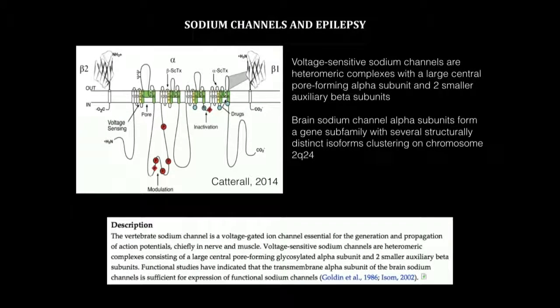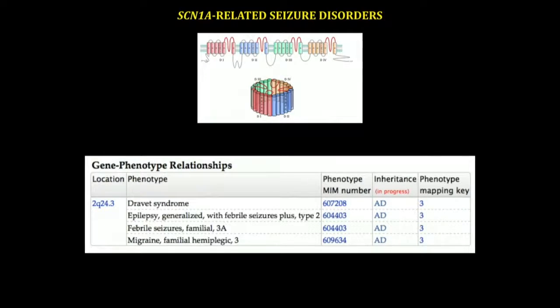So the sodium channels, as I mentioned, are the most important. Voltage-sensitive sodium channels are heteromeric complexes. They have a large central pore-forming alpha subunit and two smaller auxiliary beta subunits. Now, sodium channel 1A, if you look at the inheritance of Mendelian disorders in man, there are 4 conditions which have been associated with it.